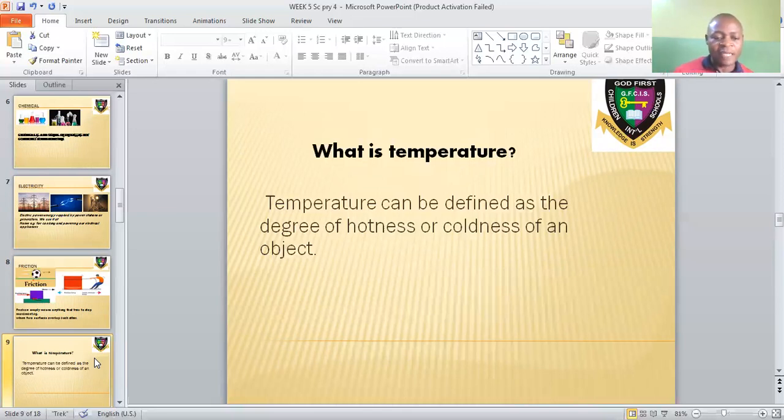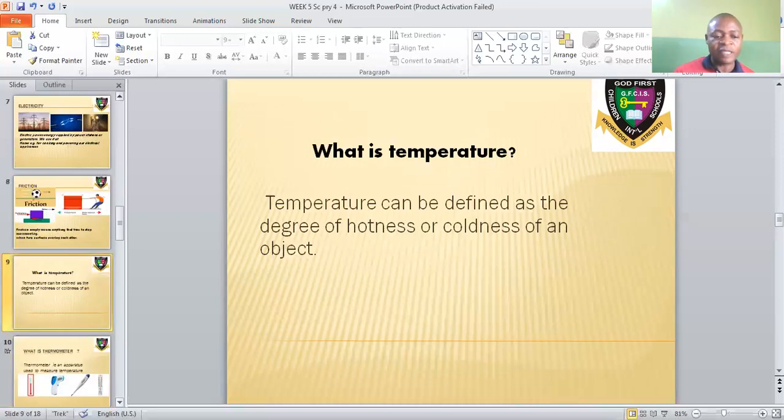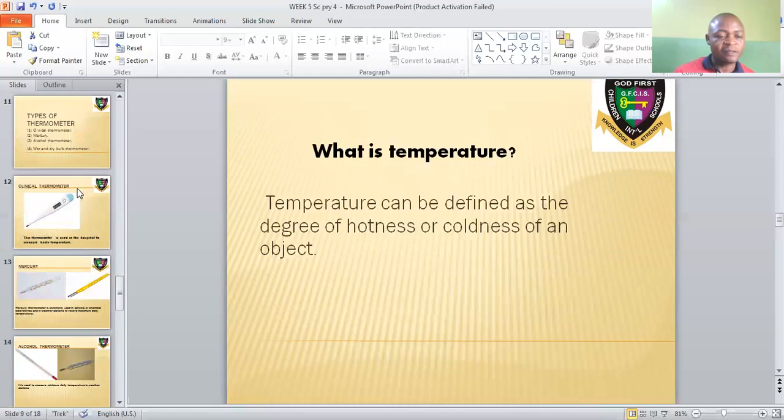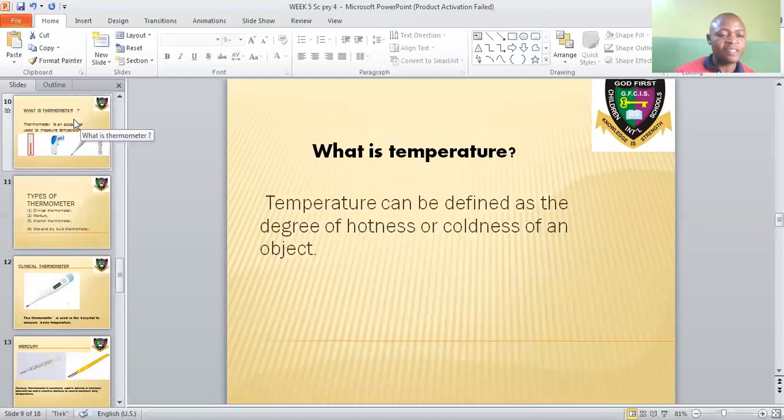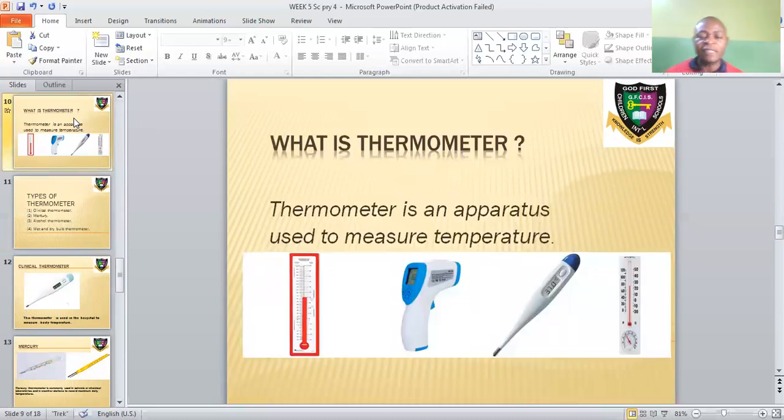Now, let's look at the thermometer. What is a thermometer? A thermometer is an apparatus used to measure temperature. It is an instrument that we use to measure temperature. These days, if you want to enter any bank, the security man needs you to take your temperature, to measure it. Are you hot? They take your temperature to see how cold or how hot you are.